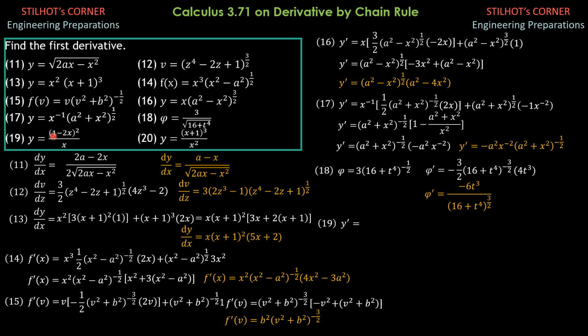Number 19, this is derivative of ratio. So y prime is denominator x times derivative of numerator, which is 2 quantity 1 minus 2x to the 1 times negative 2, which is that. So 2 quantity 1 minus 2x to the 1 times negative 2. Then minus numerator, so we copy the numerator. Derivative of denominator is just 1. Then all over denominator square, which is x squared.